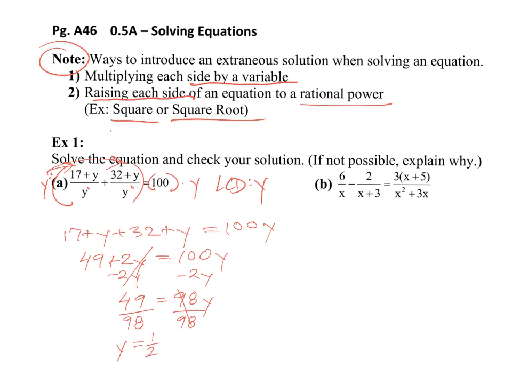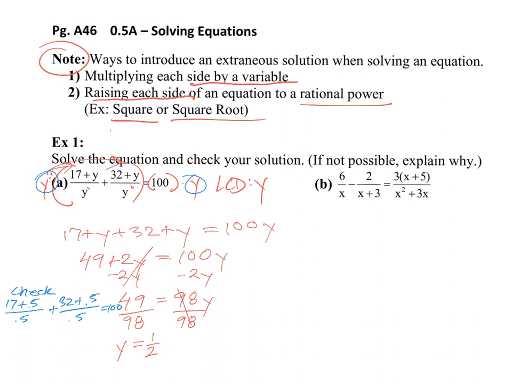Now that could be an extraneous solution because I multiplied by a variable on both sides of the equation. So let's check that. Let's plug it in. So instead of plugging in a half, because fractions tend to be a little confusing to work with at times, just plug it in as a decimal. So I'm going to do 17 plus 0.5 over 0.5. I'm checking here. Plus 32 plus 0.5 over 0.5 is equal to 100.